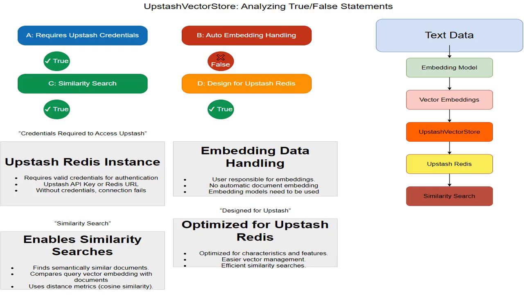Vector embeddings are numerical representations of data, often text or images, in a high-dimensional space. These embeddings capture the semantic meaning of the data, allowing for efficient similarity comparisons. For example, words with similar meanings will have vector embeddings that are close to each other in the vector space.